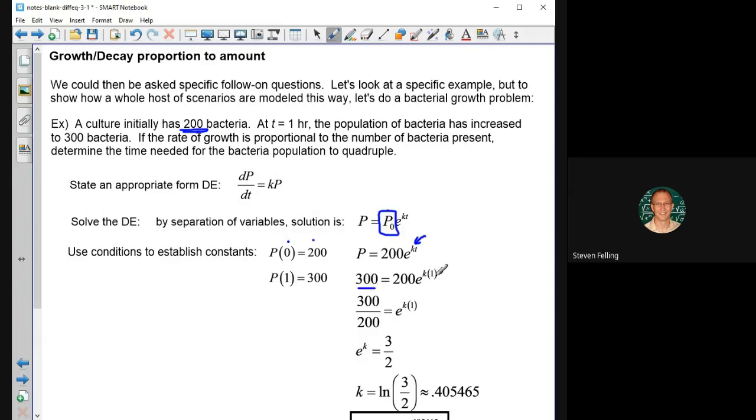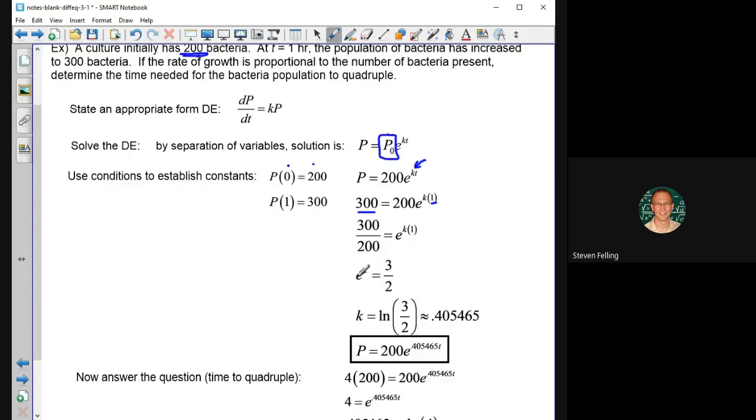So you can plug in the population and the time value and then solve this, divide both sides by 200, right? And then that means we have e to the 1 times k, e to the k equals 3/2. So then to untrap the k from the e, we take the natural log of both sides. So you get k is equal to the natural log of 3/2, which is some decimal.